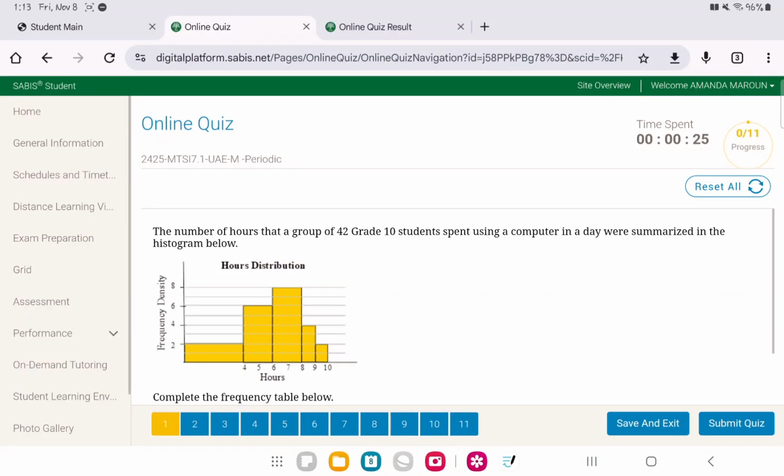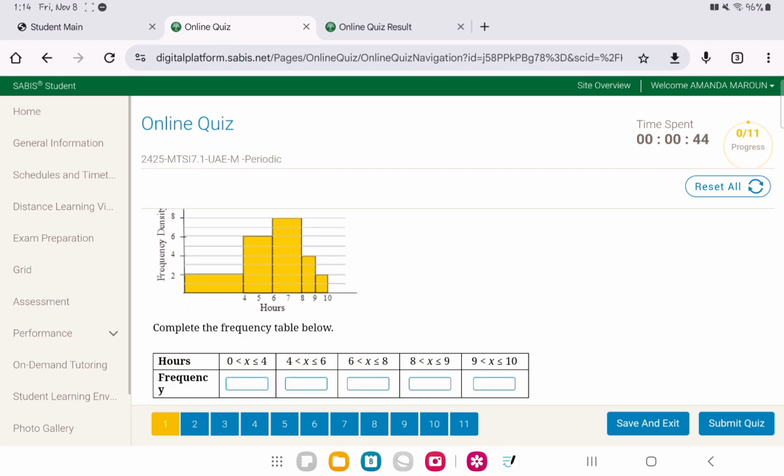So today I'll be explaining the Math IGCSE course practice quiz 7.1. So let's start. The number of hours that a group of 42 grade 10 students spent using a computer in a day were summarized in the histogram below. They told us to complete the frequency table below.